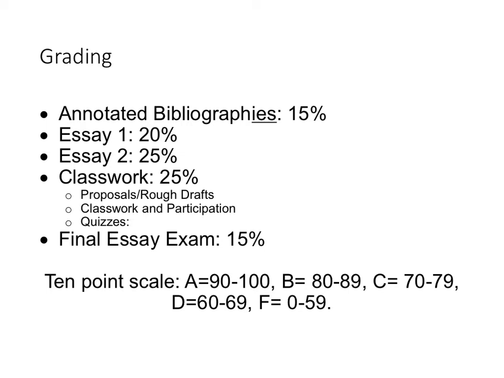Grading might not seem important right now, but it will be. So there are 2 annotated bibliographies. Together, they're going to be 15% of your grade. Essay 1 is 20%, so that's a big bulk. Essay 2 is 25%, which is a quarter of your grade. All the classwork you do the entire semester is 25%, okay? And then the final exam will be 15%.